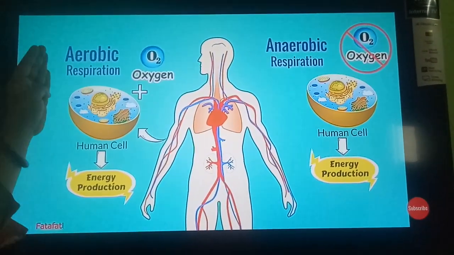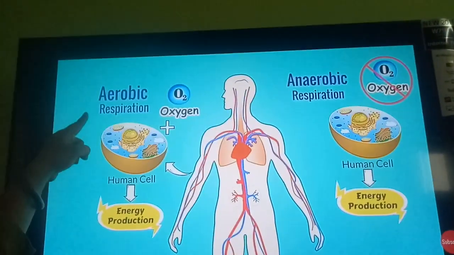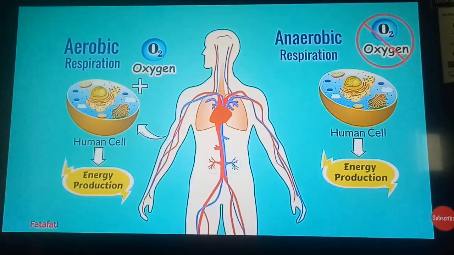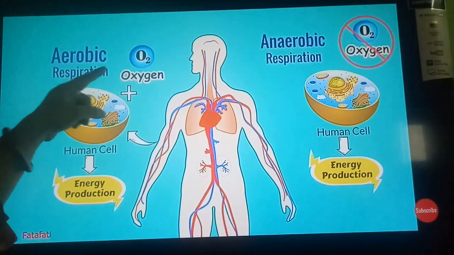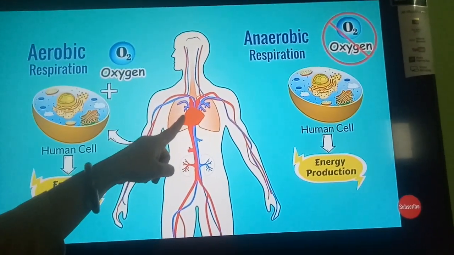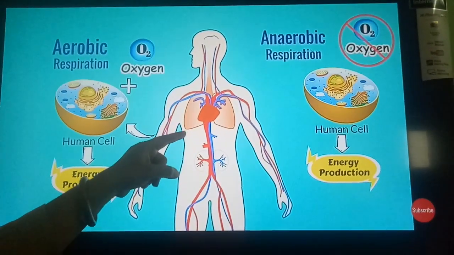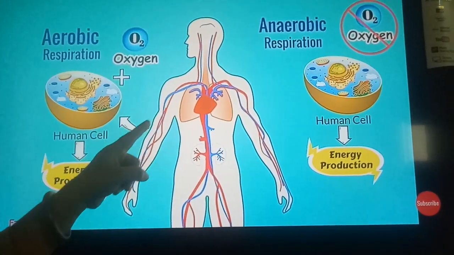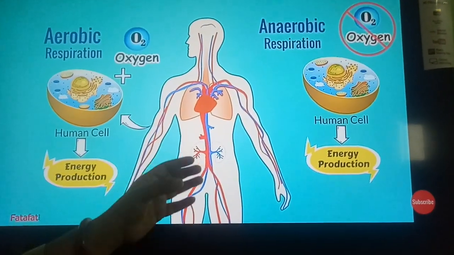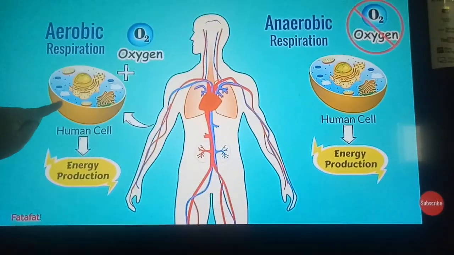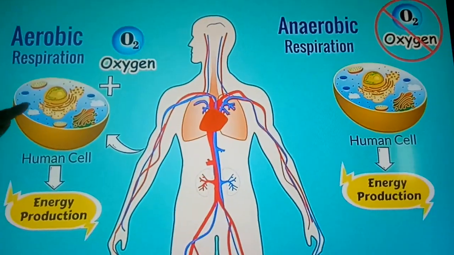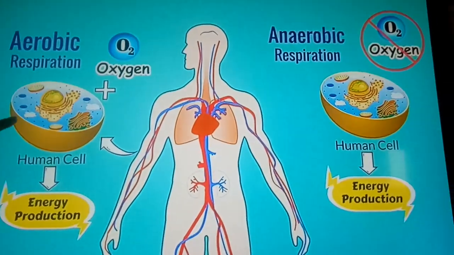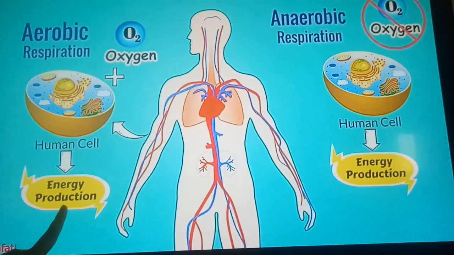So we have two types of respiration: aerobic respiration and anaerobic respiration. The oxygen which we take from the lungs is supplied with the help of the bloodstream to each and every cell of our body. This oxygen goes to each cell and carries out cellular respiration for energy production.